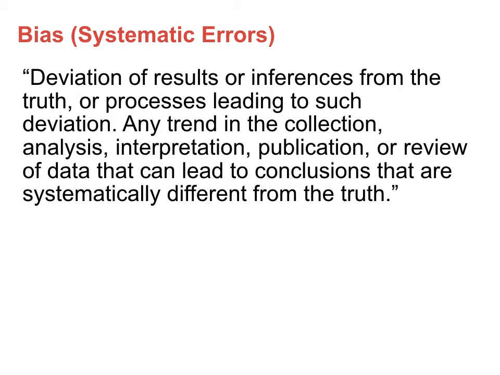So I'm going to start with this quote when thinking about systematic errors or bias. Deviation of results or inferences from the truth, or processes that lead to such deviation. Any trend in the collection, analysis, interpretation, publication, or review of data that can lead to conclusions that are systematically different from the truth. And we're going to go through that last sentence, dissected a little bit into different types of biases that can arise that are systematic errors.